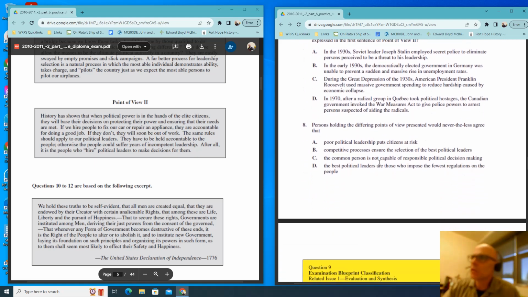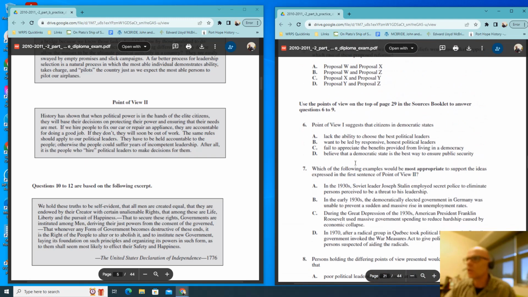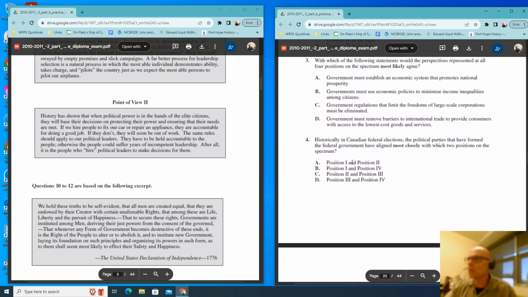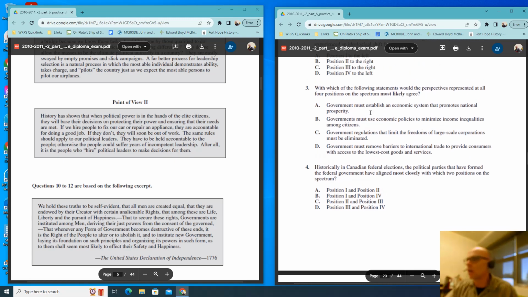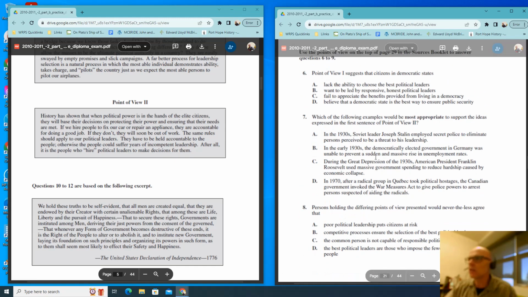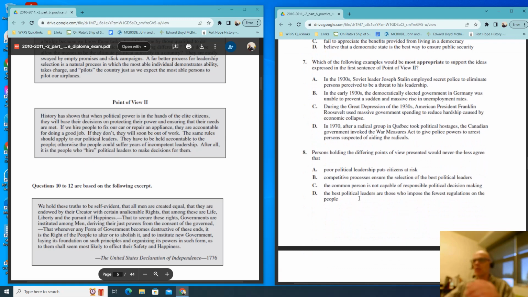Number 8. Persons holding the different points of view presented would nevertheless agree. So similar to this other question up here where it had, regardless of position, what would they agree on? So regardless of whether you're an authoritarian or in favor of political liberal democracy, what would you agree on?